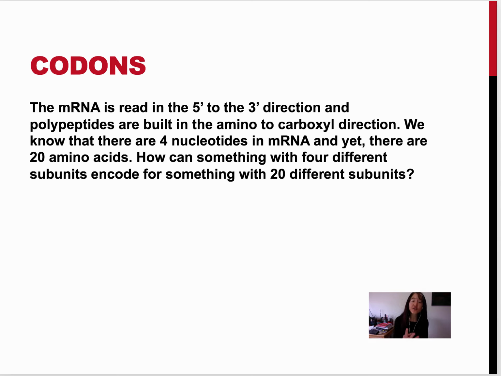So how is it that 4 nucleotides can code for 20 different amino acids? It wouldn't work out. If each nucleotide encoded for 1 amino acid, there could only be 4 amino acids. So it must not be that 1 nucleotide encodes for 1 amino acid. It must instead be that combinations of nucleotides encode for amino acids. So there are 4 nucleotides that comprise RNA.